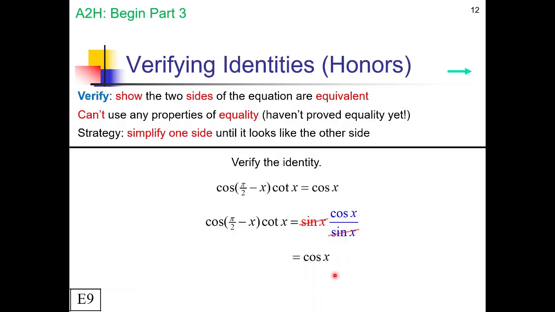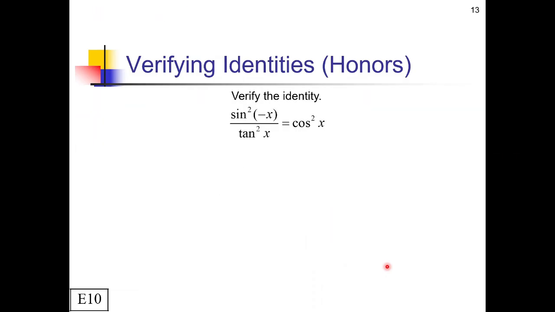So now the good news on these problems is, you know what the answer needs to look like. You know you're supposed to get the same thing on both sides, so you'll know when you're done. It's just a matter of how you get there. Here's another identity for us to try out. This one's got a negative angle in it, just to practice that skill. Pause the video and give this one a shot.